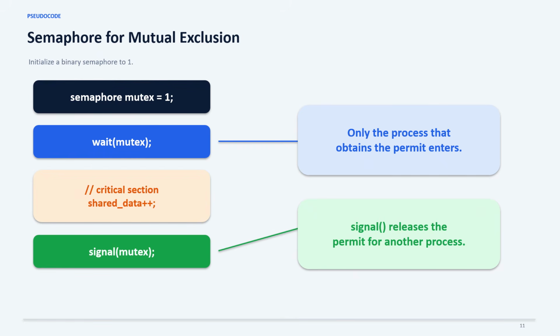Now let us see how a semaphore can protect a critical section. We initialize a binary semaphore called mutex with a value 1. Before entering the critical section, the process performs wait of mutex. If the permit is available, the process enters. Suppose it modifies some shared data. While this process is inside the protected region, another process attempting to acquire the semaphore will have to wait. After completing the operation, the first process performs signal of mutex. Now the waiting process can proceed. In this way, a semaphore can provide mutual exclusion.